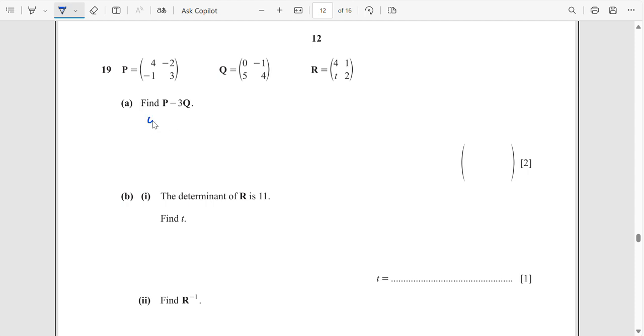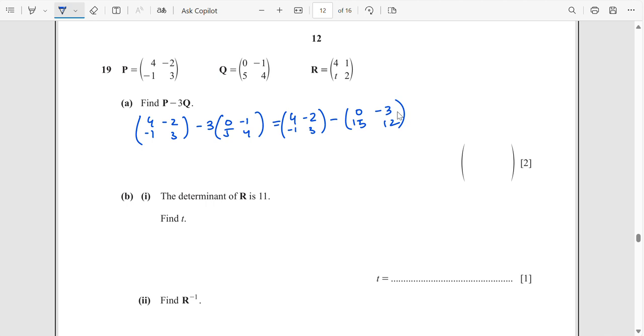So P minus 3Q. So here first I will multiply 3 with Q, but just 3, not the minus. So 3 zeros are 0, 3 minus 1 is minus 3, 3 into 5, 15, and 3 into 4, 12.